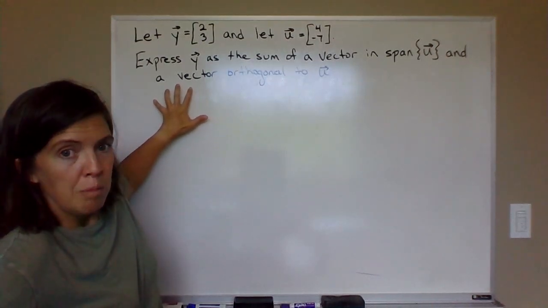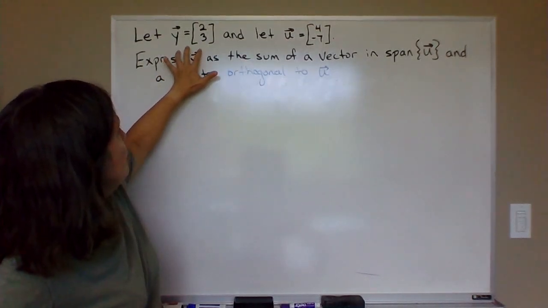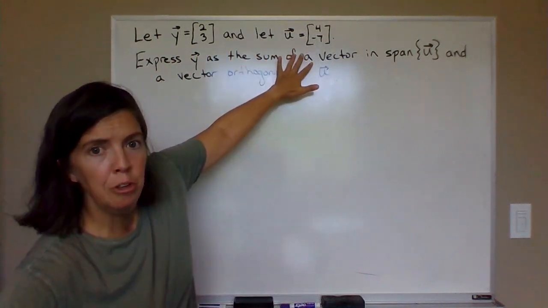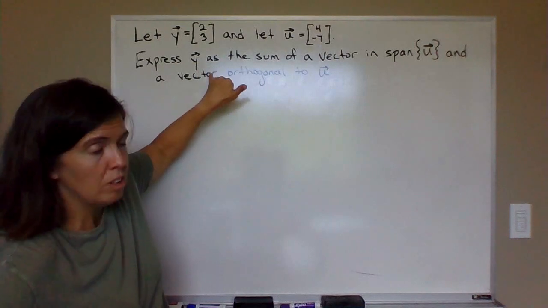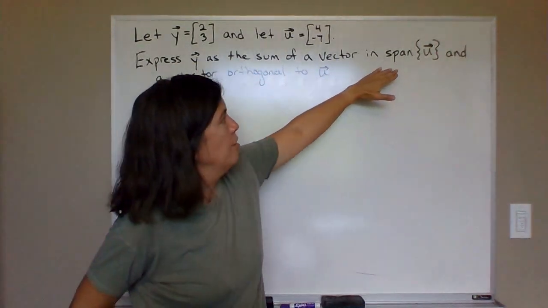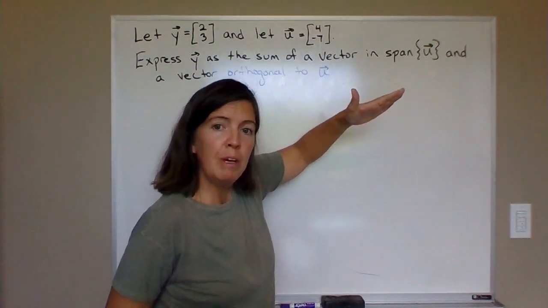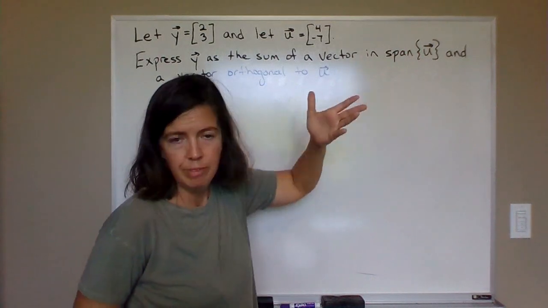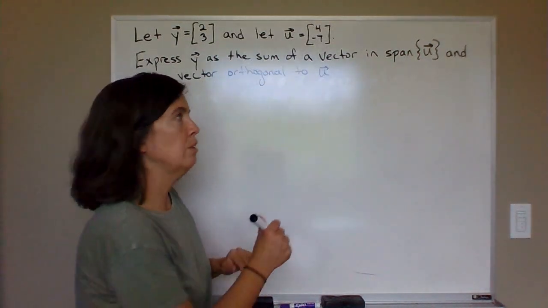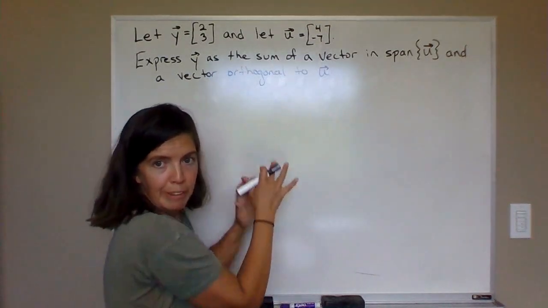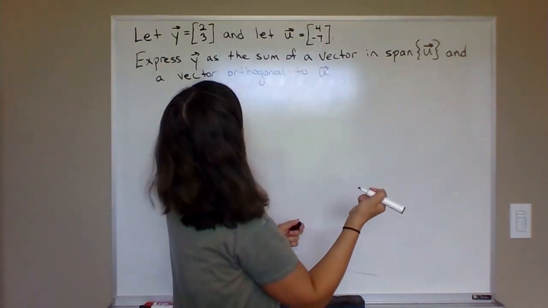So in this problem, we are given a vector y and then another vector u, and we're asked to express y, to decompose it into the sum of a vector in the span of u, which is going to be a vector that's along the vector u, and a vector orthogonal to u. Now I'm going to draw a diagram over here away from the glare. Let me draw a diagram of what we're trying to do.